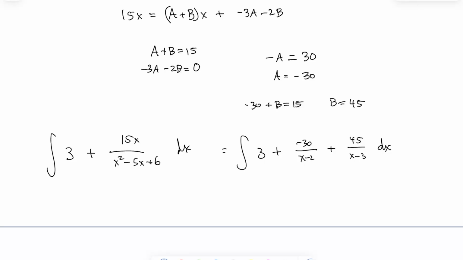All right, and this is the fully unwound version. The division gives us the 3 part, and then the partial fractions gives us that stuff. And then what's the integral? So the 3 is 3x, and the other 2 are logs. Minus 30 ln|x minus 2| plus 45 ln|x minus 3|. That's how we do it. This is the partial fractions with a long division. All right.